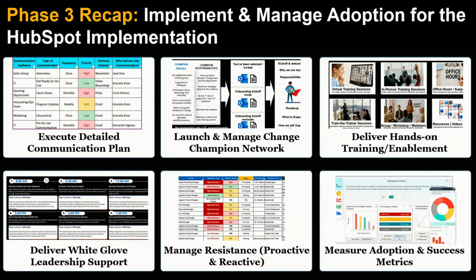We also delivered hands-on training, which was either virtual, in person, or a combination of both. We also delivered briefing sessions to build confidence and capability across impacted groups. We provided white glove leadership onboarding and support, helping leaders connect the dots and see exactly how HubSpot will help them personally, which will lead them to better champion the HubSpot implementation. At the same time, we also managed resistance. We tracked and addressed concerns early, and we also measured adoption and success metrics.